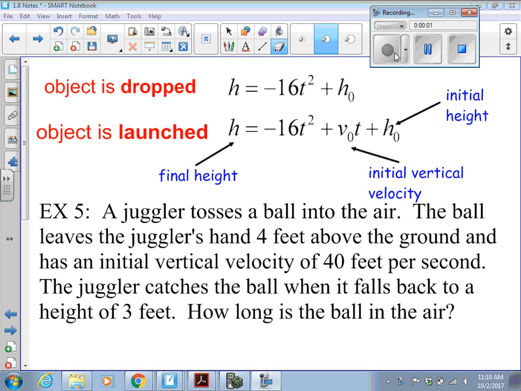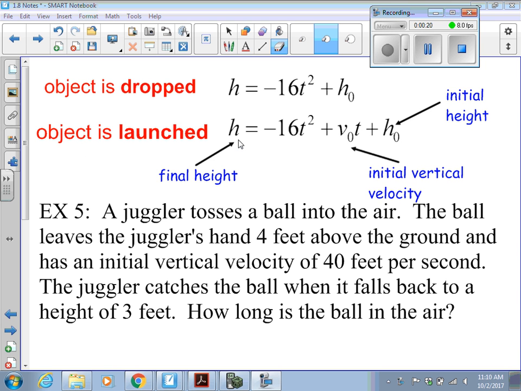So here are the notes for section 1.8, and this is the word problem. Now we've kind of dealt with these types of problems when an object is dropped. We know h, which is our height, equals negative 16t squared, where t is your seconds, plus h naught, that's your initial height. But now we're going to talk about when objects are launched.